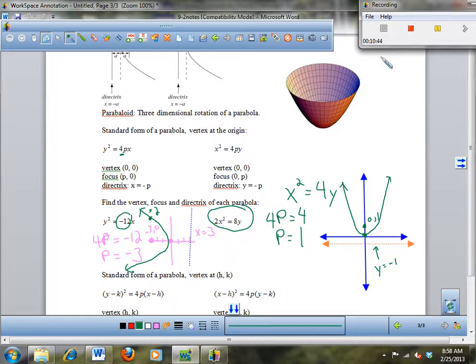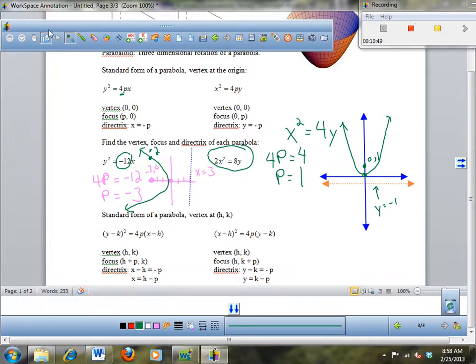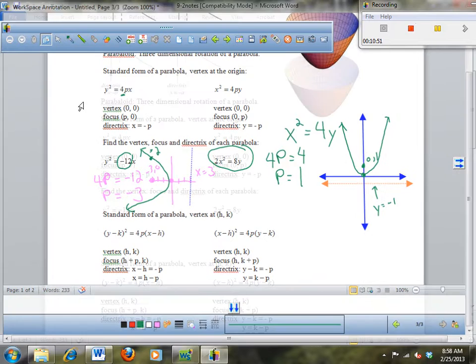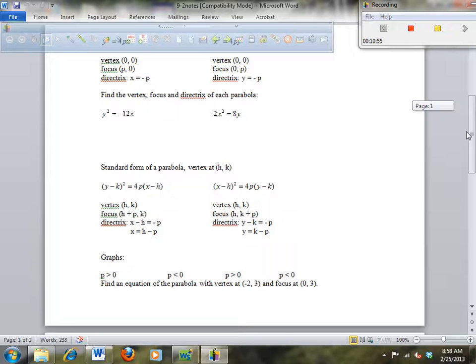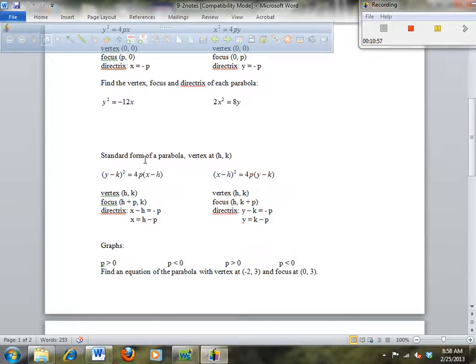Yes, sir. Will there ever be a situation? So the young man in the audience just asked, scholarly young man, I might add, and a good basketball player at that, is there ever a case where the vertex is not at 0, 0?